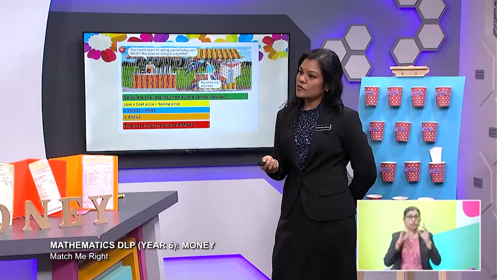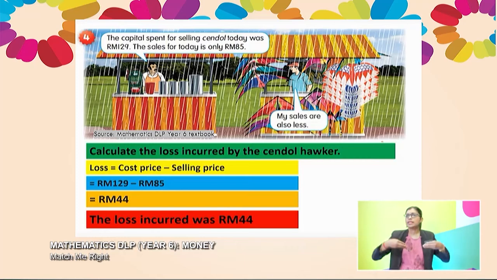Okay, you're right. Next, we have a scenario here. The two hawkers here. One is the small hawker. It's about food, right? Yes. So what is happening there that day? Here, the capital spent for selling chendol today was 129 ringgit. The sales for today is only 85 ringgit. From the picture, what is happening on that day? Oh, okay. It looks like it's raining. Yeah, it's a rainy day, kids.